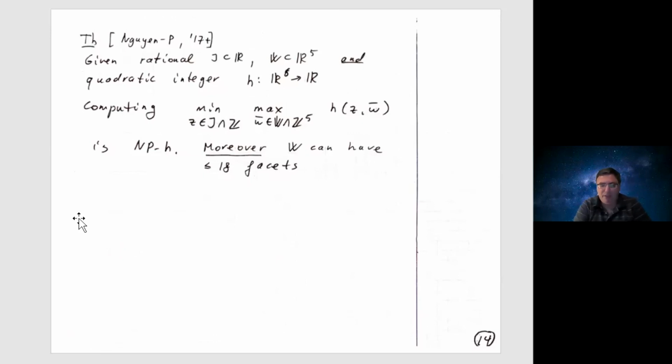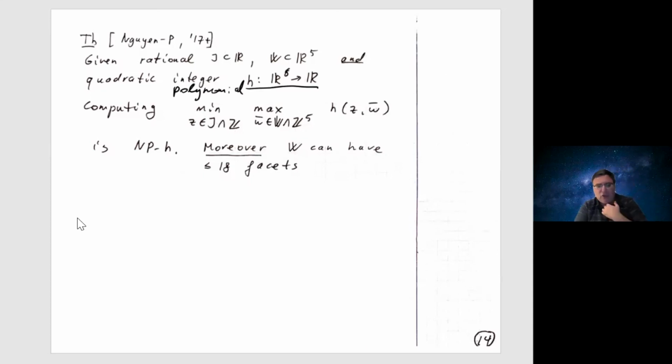So what some people do is, instead of looking at linear programming, they do polynomial optimization. And so suppose there is some kind of h that is going to be a polynomial, a quadratic integer polynomial.